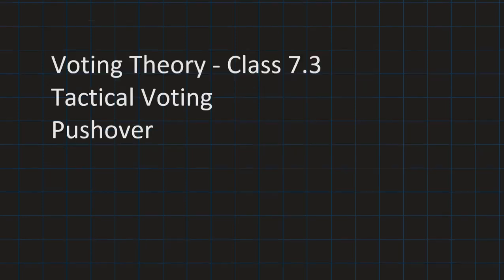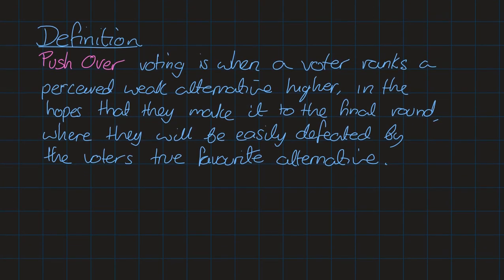So let's just go straight to the definition. It's a really abstract definition, and I think once we do examples it will help you, but let's try and look at the definition first. Pushover voting is when a voter ranks a perceived weak alternative higher, in the hopes that they make it to the final round, where the weak alternative is easily defeated by the voter's true favourite alternative.